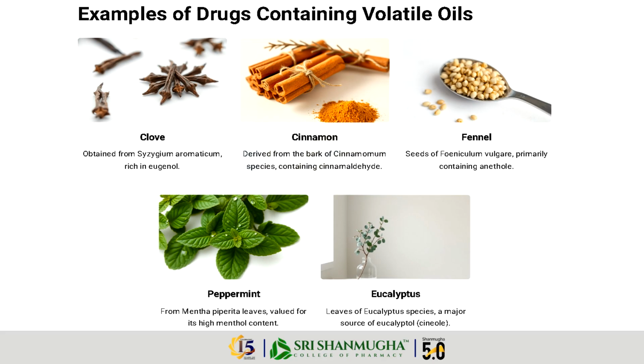Examples of drugs containing volatile oil. Let us now look at some common drugs rich in volatile oil. Clove, which is the dried flower buds of Syzygium aromaticum, major constituent eugenol. Cinnamon, bark of Cinnamomum species, rich in cinnamaldehyde. Fennel seeds, Foeniculum vulgare, primary constituent anethole. Peppermint, leaves of Mentha piperita, which is highly valued for its menthol content.